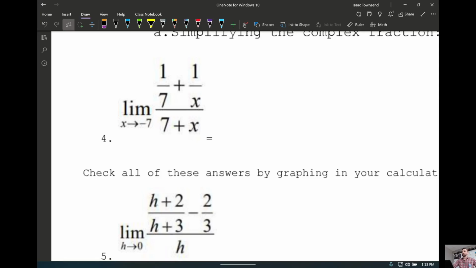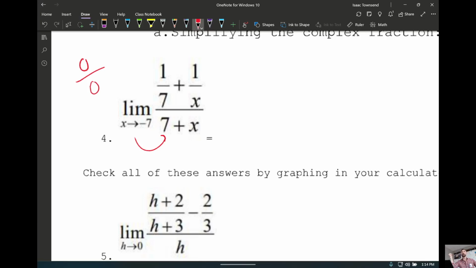So let's go ahead and start off with question 4, actually working out how to simplify a complex fraction. Do you guys remember simplifying these in Algebra 2 at all? Okay, I'm seeing yeses and nos. If you did, you probably didn't practice it too much. But question 4, if you plug this in, you get 1/7 minus 1/7, which is 0, over 7 minus 7, which is 0. So this is indeterminate form.